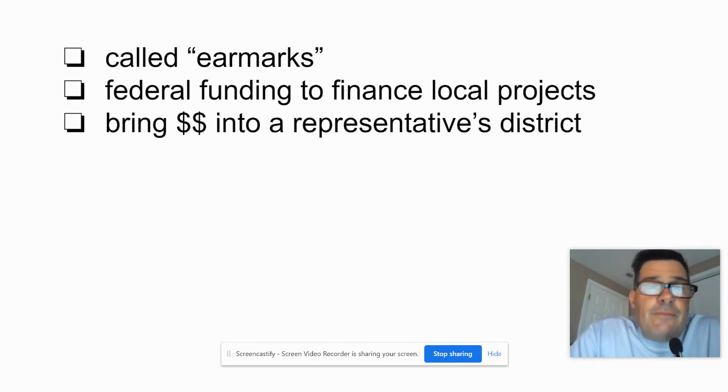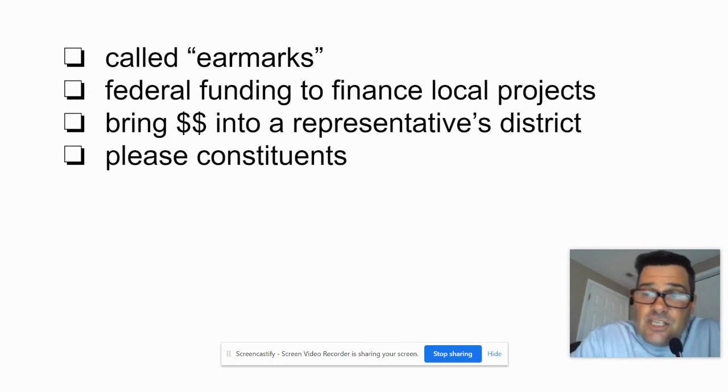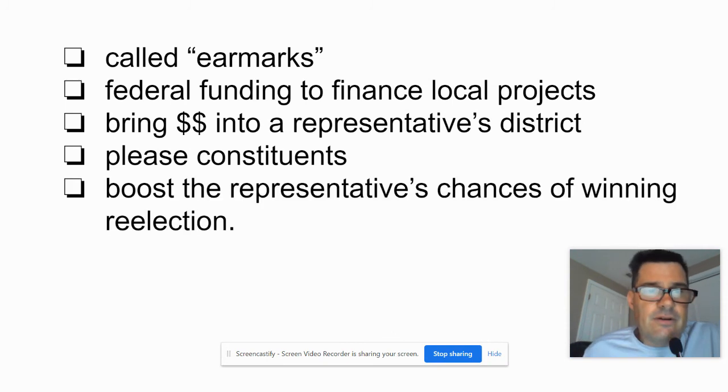Why do this? Well, if you bring home the bacon, the constituents are going to be happy, right? So this pleases the constituents. Remember, constituents are people in your district. And then if the constituents are happy, guess what happens next election? You're more likely to win. So this will boost a representative's chances of winning re-election. So earmarks, also known as pork barrel spending or pork barrel legislation, is funding local projects in a representative's district to please the constituents so that they can win more.